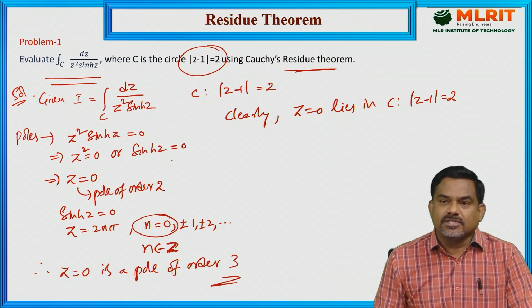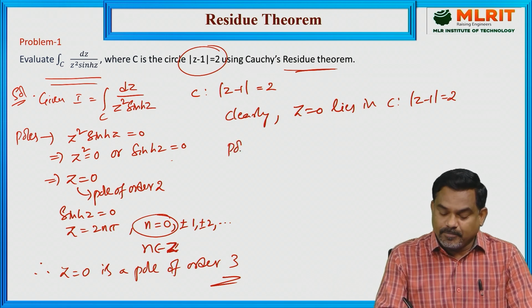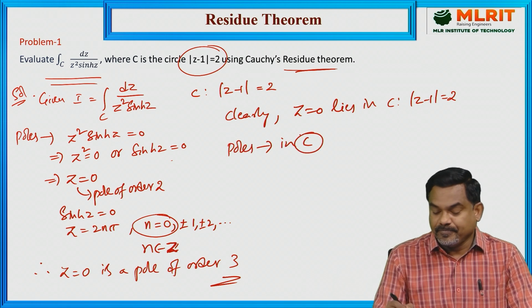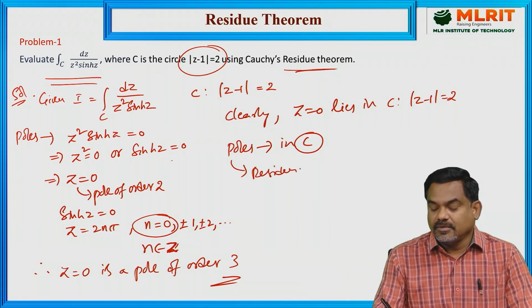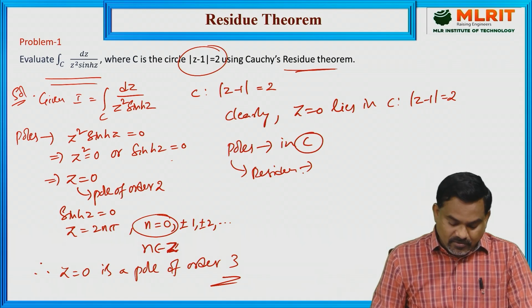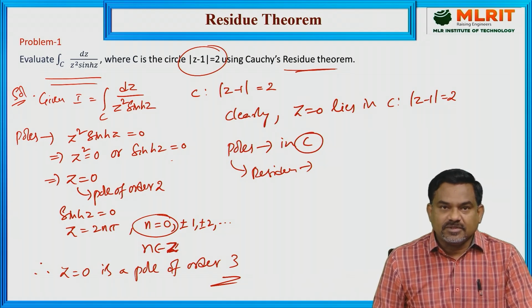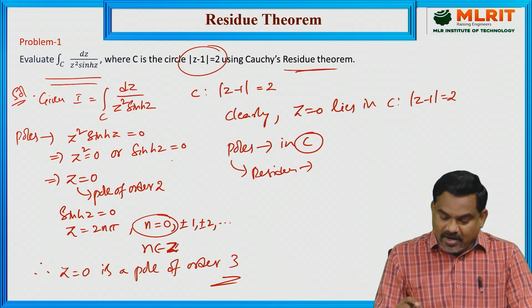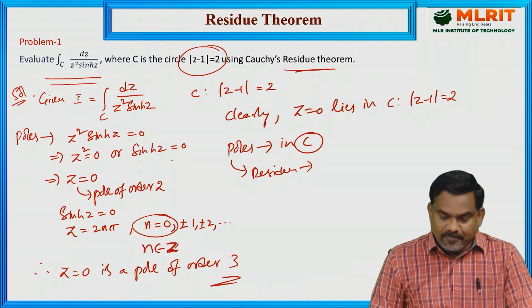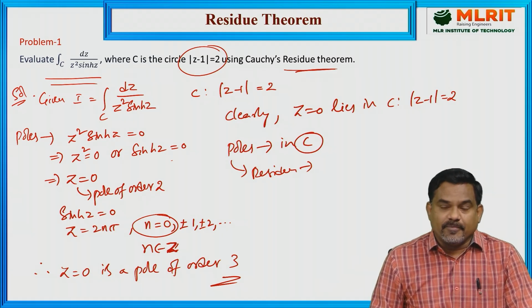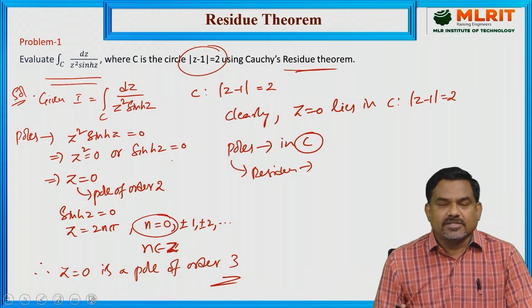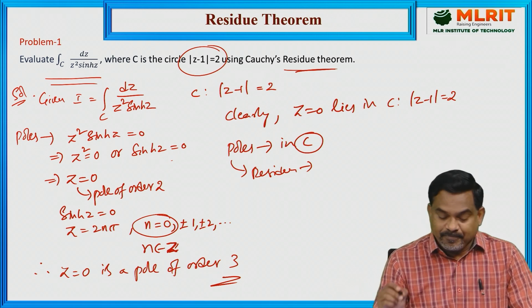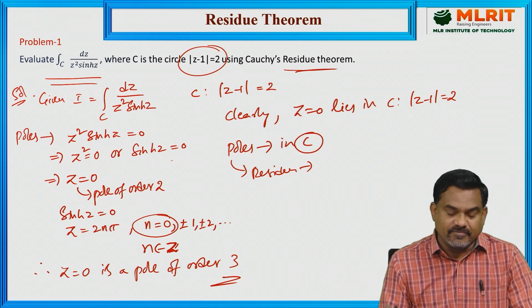To apply Cauchy's residue theorem, we need to identify the poles which are within C, and then we find the residues of those poles. Here z equal to 0 is a pole of order 3. So we need to find the residue of the function at z equal to 0. To find the residue, there are two ways. You can use the standard formula, or else we can use the Laurent series expansion. Let us use the Laurent series expansion of the given function here.